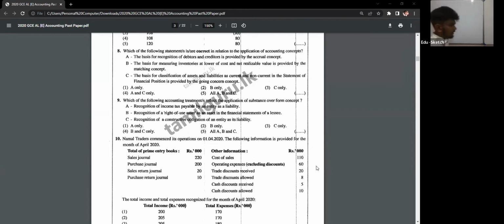Now we'll see why the second statement is correct. What is the second statement? Recognition of a right of use asset as an asset in the financial statements of an entity. Now, I explained this earlier, didn't I? Why are we considering this as an asset? Because this substance provides you economic benefits. I started by giving this as an example. So due to the substance over form concept, we will consider the right of use asset as an asset of the entity.